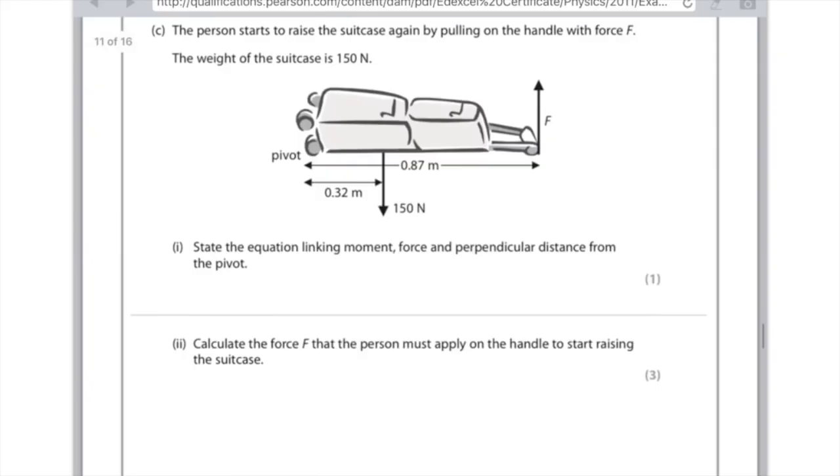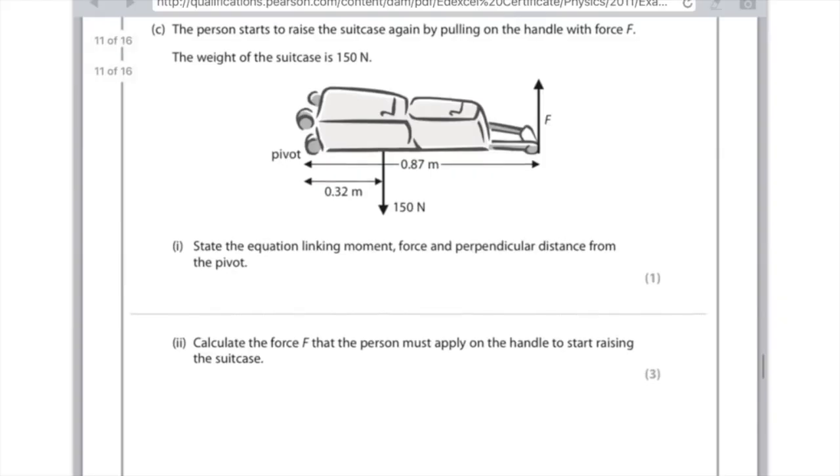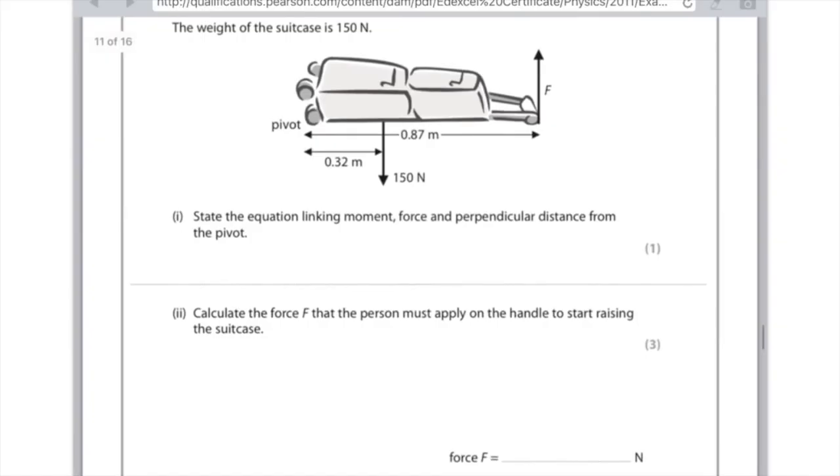C, the person starts to raise the suitcase again by pulling on the handle with force F. The weight of the suitcase is 150 newtons. State the equation linking moment, force and perpendicular distance. So remember, moment equals force times perpendicular distance. Now we need to calculate the force that the person must apply on the handle to start raising the suitcase. So remember that the clockwise moment equals the anti-clockwise moment. Our clockwise moment this time is the weight of the suitcase pulling downwards.